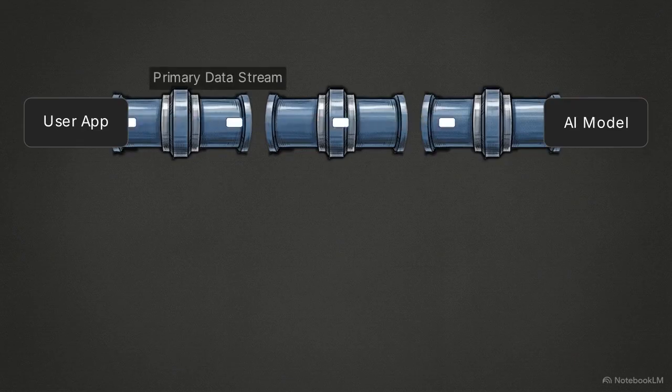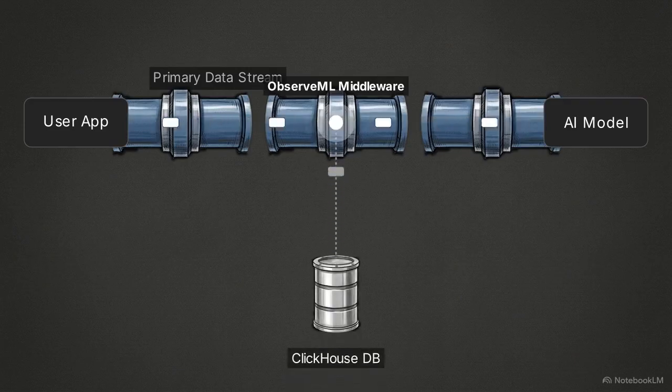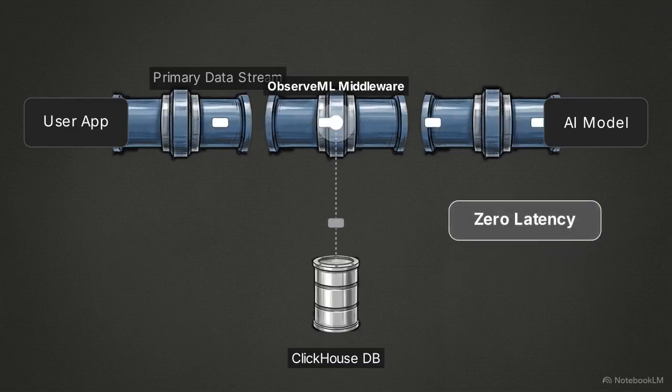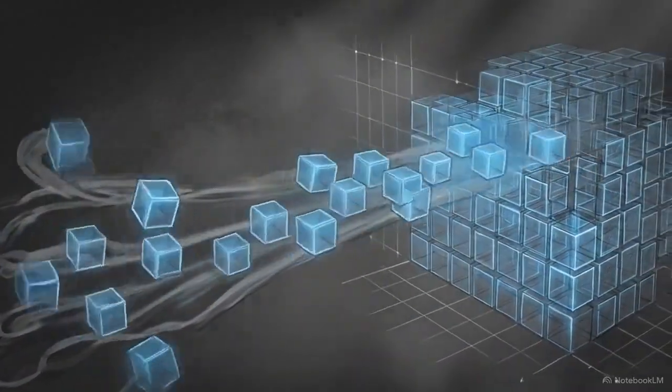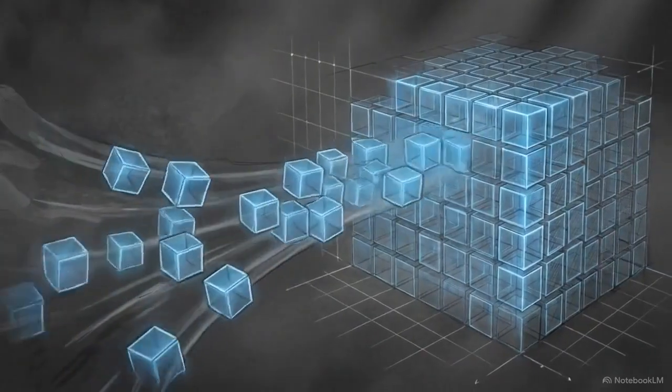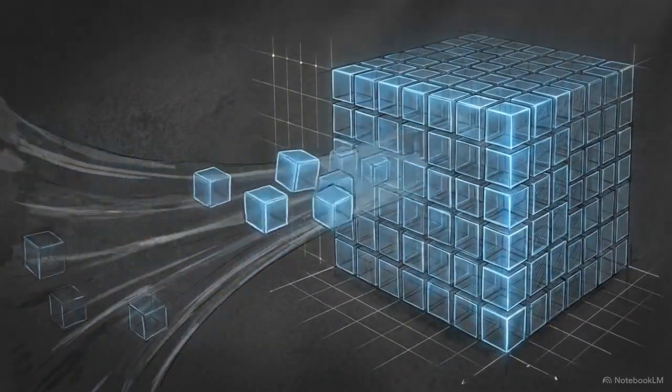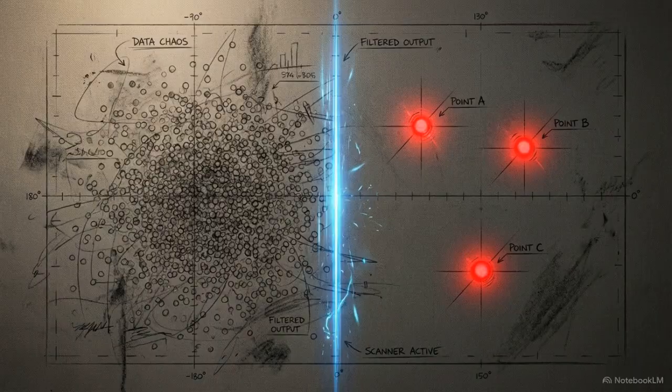The primary data stream, the user's interaction with the AI, moves horizontally. The ObserveML middleware duplicates every prompt, completion, and tool call vertically into a high-speed ClickHouse database. The user's experience is never slowed down. By capturing every piece of data instantly and without judgment, the system compiles the complete, unedited record required to evaluate the AI.